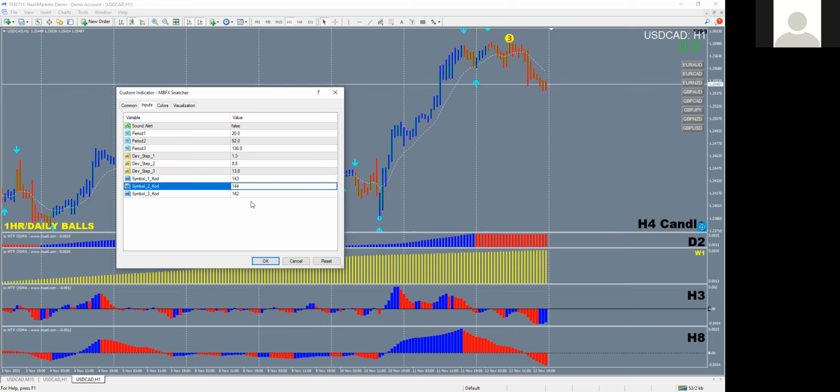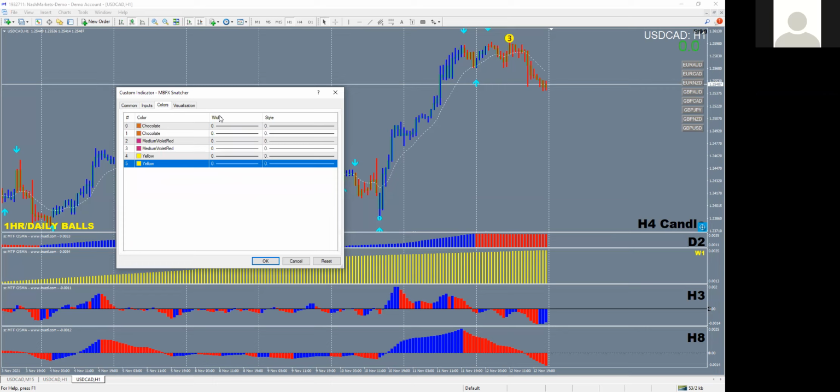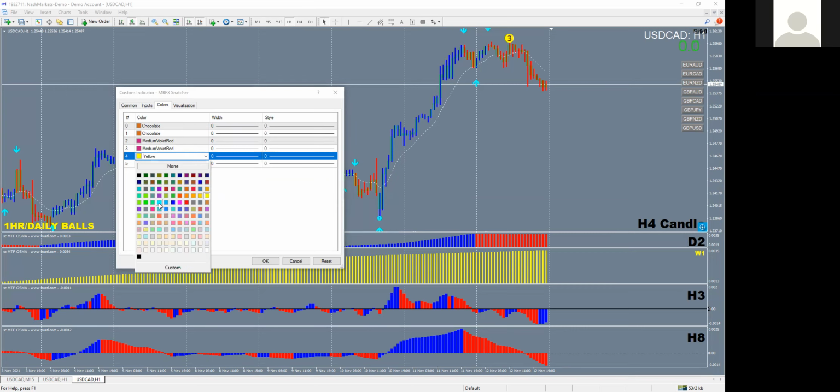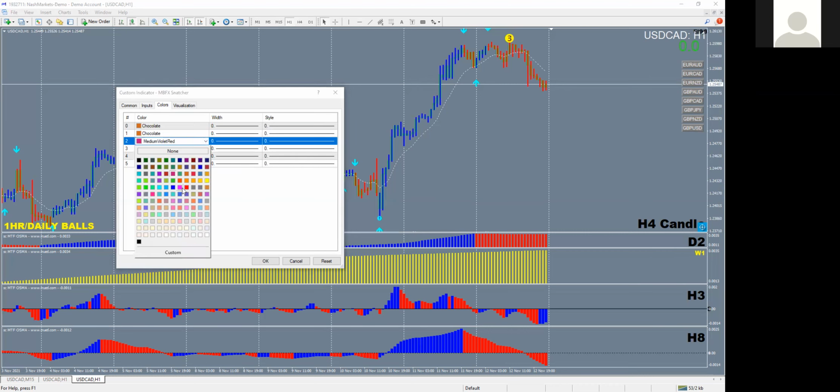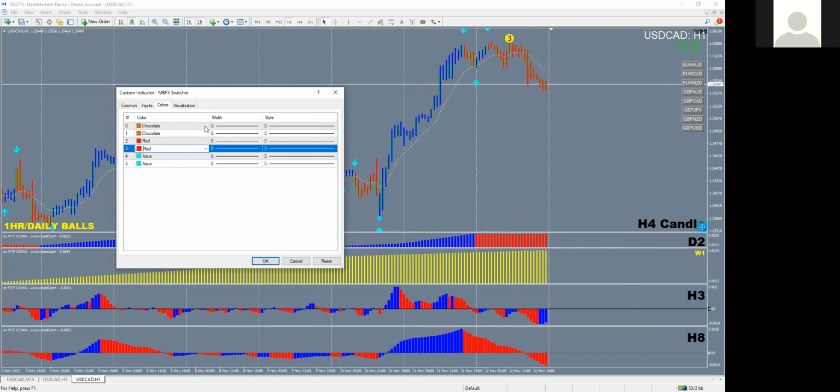And 145. Yeah. So now you said you have the daily balls on this also. Look at the colors first. Go to the colors, and change the yellow to aqua. I'm just giving you my colors, but you can change them to whatever you want. The medium violet to red. And the chocolate to magenta.